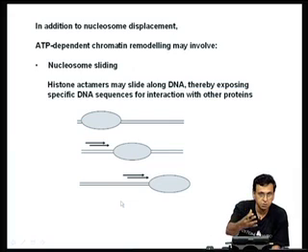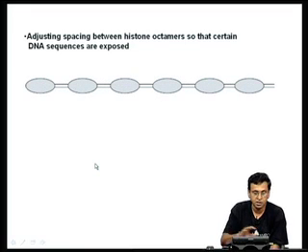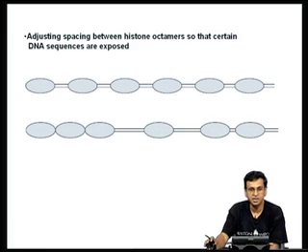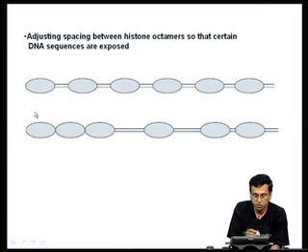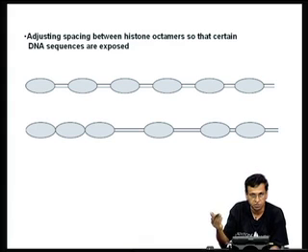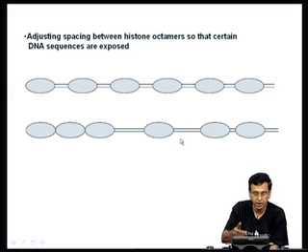So, nucleosome displacement or nucleosome sliding and even adjusting the spacing between histone octamers, all these are major mechanisms by which chromatin remodeling proteins bring about changes in chromatin structure which affect gene regulation. Here is a cartoon, for example, here is a DNA in which nucleosomes are regularly spaced, and there is chromatin remodeling machinery which alters this nucleosome spacing, thereby exposing certain sites which were previously not accessible to transcription factors or transcription machinery. Therefore, proteins which could not bind when the nucleosomes are regularly spaced can now bind after the chromatin remodeling machinery has altered the nucleosome spacing.